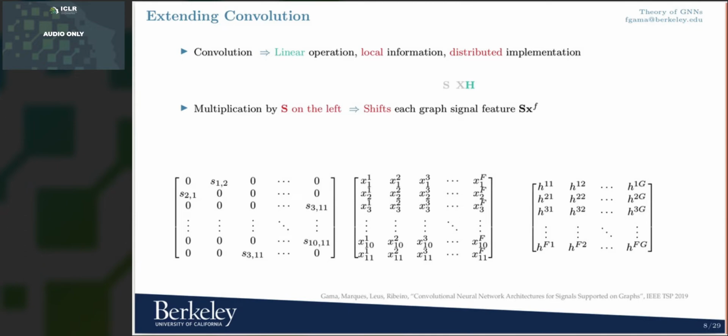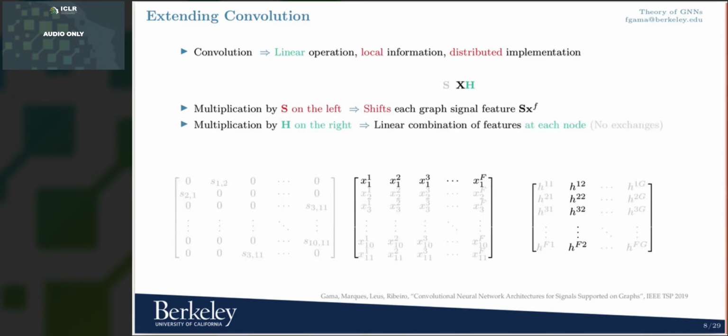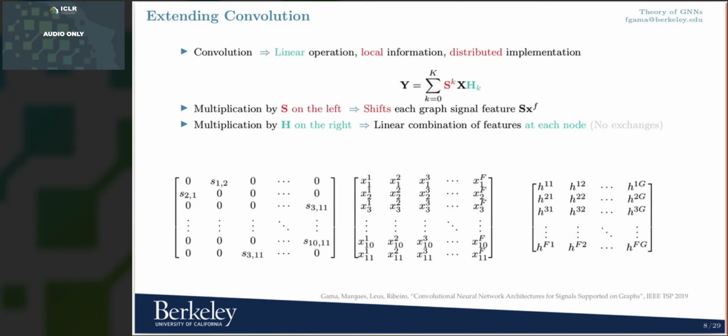Now let's consider the matrix H. This matrix replaces the scalar filter tap that we used to use in graph convolutions. When we multiply X by H on the right, we see that we are doing a linear combination of features at each node. That is, we take each row of matrix X, which corresponds to all f features at each of the nodes, and do a linear combination of them with the entries of the filter tap in each of the columns. Note that when we multiply by a matrix on the right, we are doing linear operations that do not involve any neighbor exchanges. They are computed internally by each node. So now we see that this operation is, in fact, the appropriate convolution operation for dealing with multi-feature graph signals. Note that this convolution operation is equivalent to the application of a bank of graph filters.